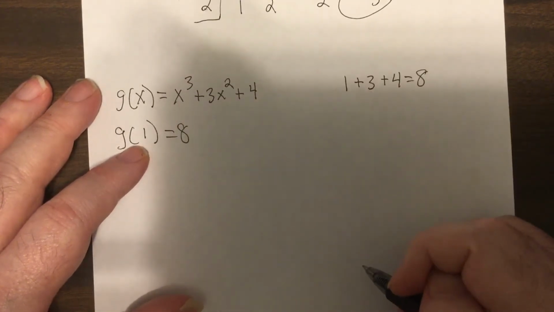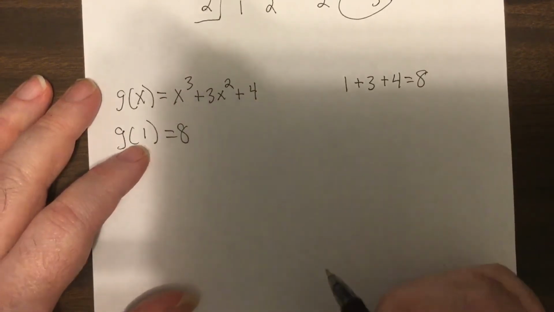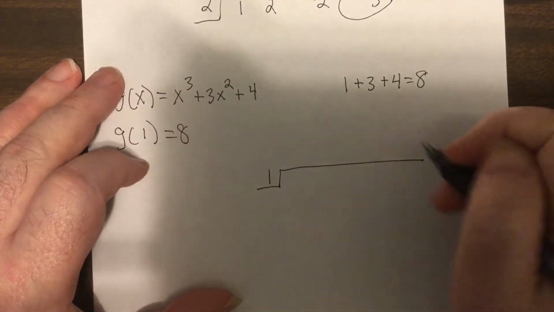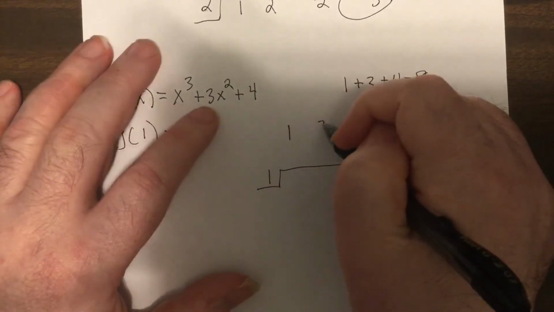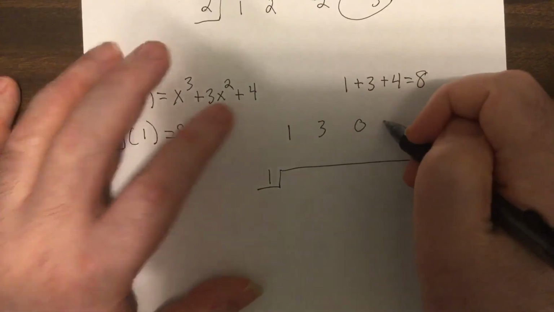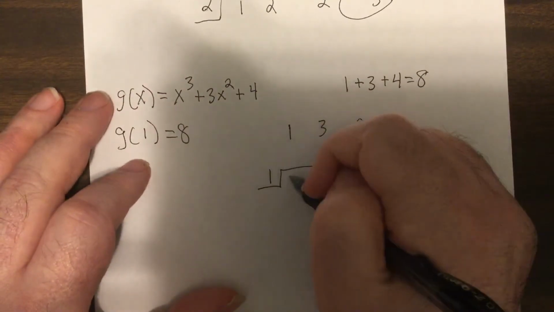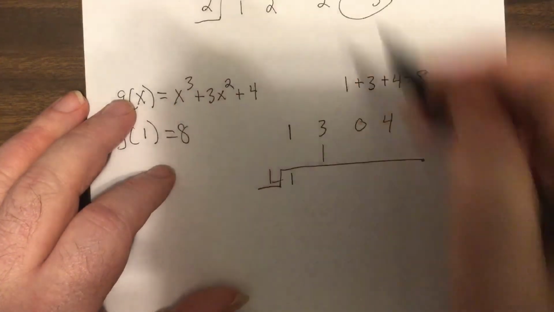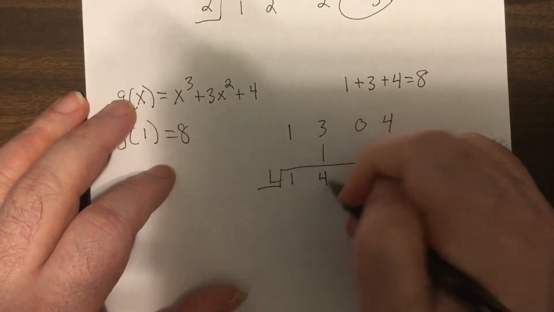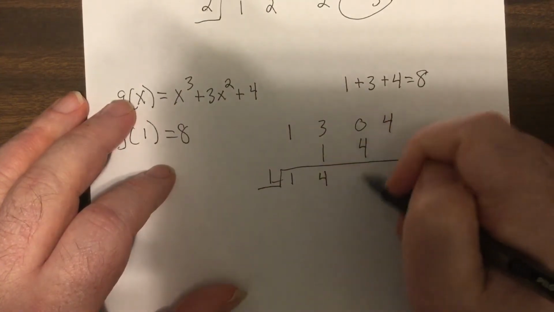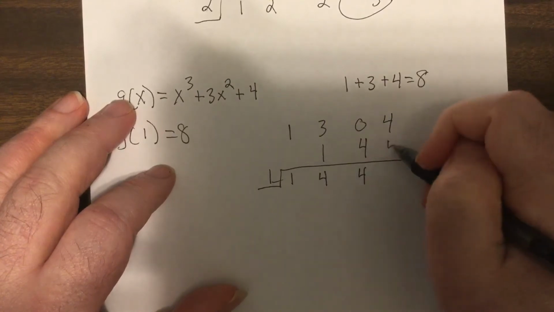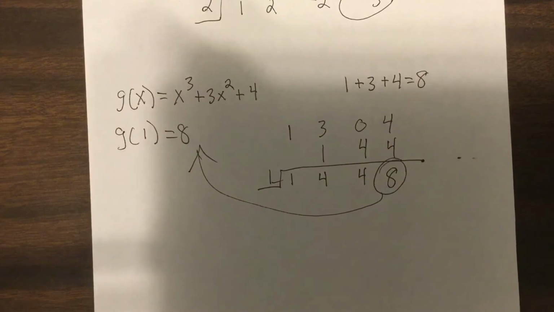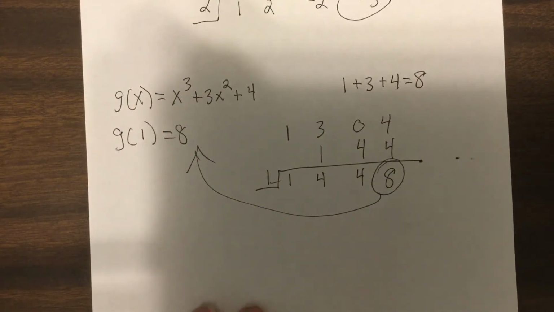But again, let's say I don't like plugging it in. It just takes too much time for me. So I go 1, that'd be 1, 3, 0, because the x term's missing, 4. Bring down, multiply, add. Now I'm doing nice numbers here because I don't want to spend all day. That's 4, that's 1, that's 4, 8. Hey, looky there. Holy cheese in a bucket.